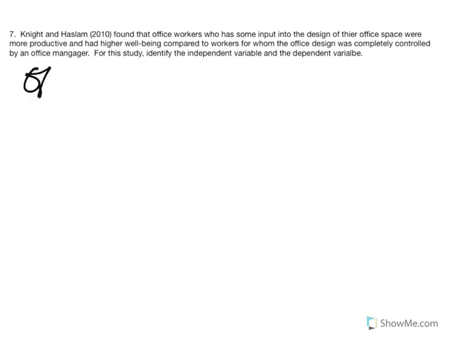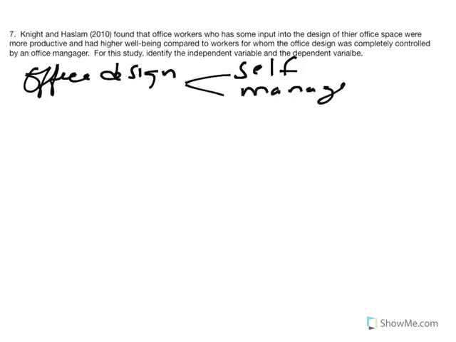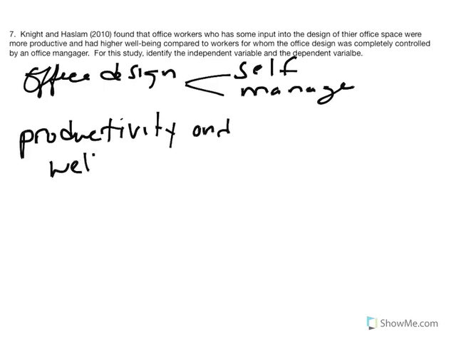So office design. Okay, and we're either going to say self or manager. Okay, that's one variable. The other variable is actually clumped into two things. So we are talking about productivity and well-being. Okay. So I identified these two things first. Like, what are we talking about? What is the relationship that we're interested in?